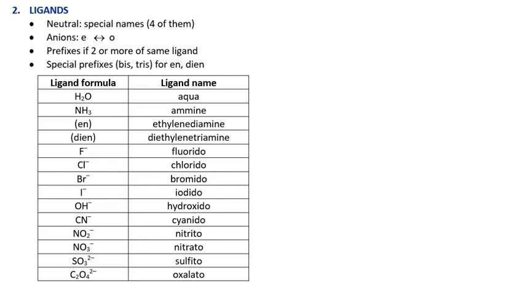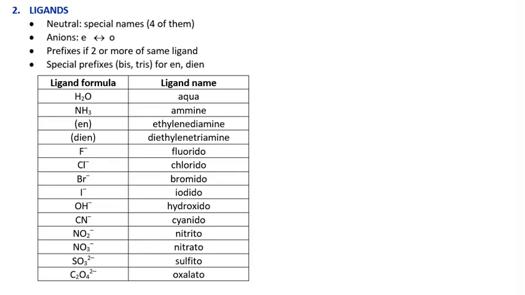The next part of the nomenclature rules involves the ligands. We will see neutral ligands and anionic ligands. There are only 4 neutral ligands that we will see in this class, and they all have special names. Be careful about the spelling because sometimes they can be a little bit tricky. The rest of the ligands that we will see are anions. In this class, we will use the IUPAC rules for nomenclature, and they may be different than the rules that you find in textbooks or other resources.